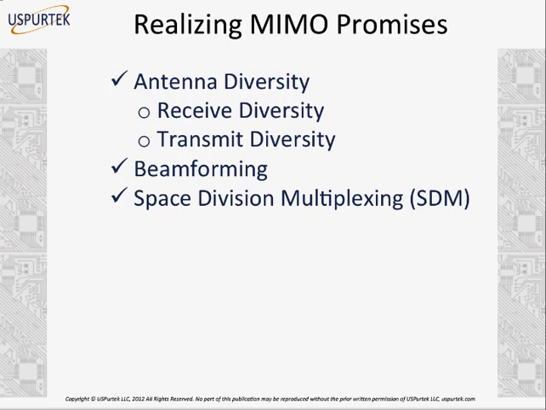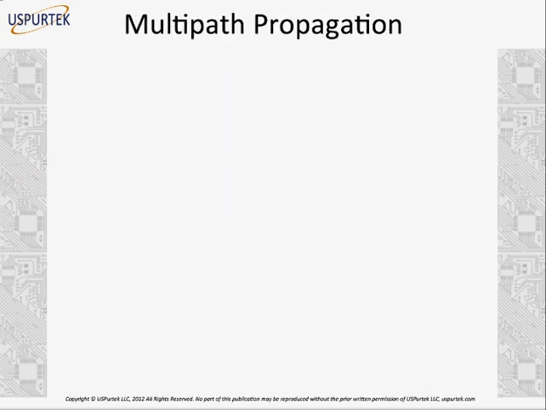So how do we realize all these promises from MIMO? What are the techniques which are used? Basically there are three main techniques. One is antenna diversity, which may be on the receive side or transmit side. That means more antennas, not just a single antenna. Second is beam forming, how we can control the way we form the radio beam. And the third one is space division multiplexing, how we use the space resource for multiplexing different signals. We'll discuss each of these in a little more detail in coming slides.